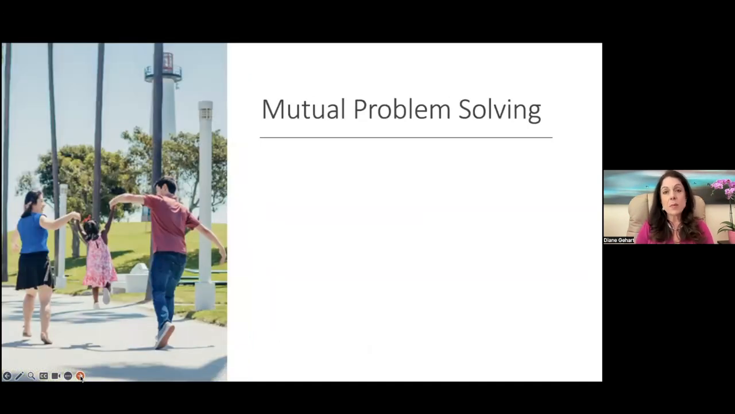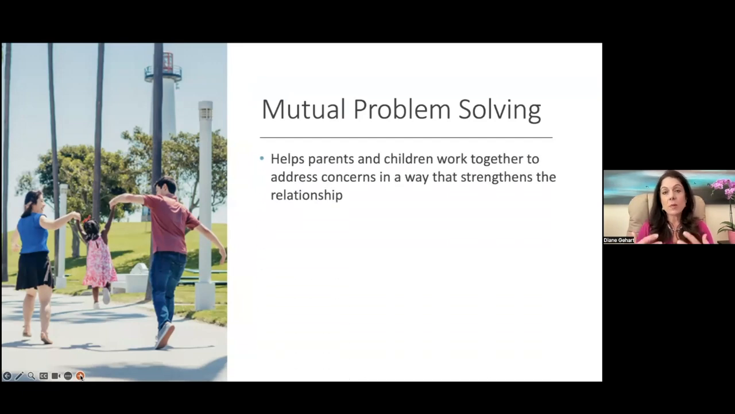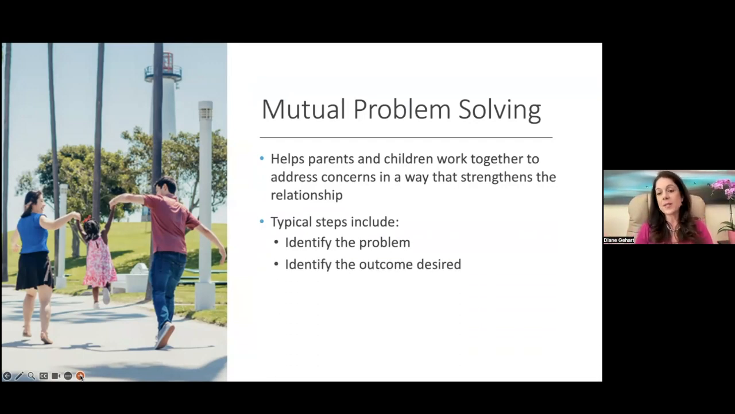And then looking at mutual problem solving. This is parents and teens working together to solve problems that are coming up, and to solve these problems in ways that strengthen the parent-child relationship. So you're typically going to be identifying what specifically the problem is. Maybe it's curfew. What's the desired outcome for both the adolescent and the parent? Sometimes for some teens, it's more like they just don't want the parent to show up at their friend's house, or whatever it might be. So you need to ask, don't assume what the desired outcome is.